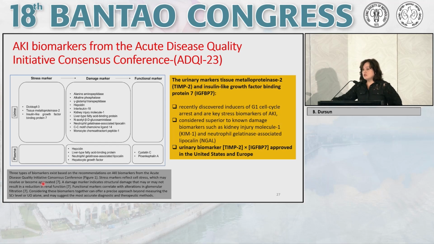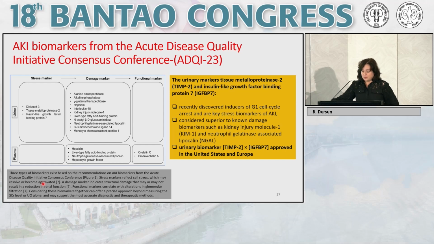Based on this pathophysiological background, what are the clinical implications? Several biomarkers to predict AKI early were described based on their capability to reflect cell stress, structural damage, and functional alterations in glomerular filtration. Among these, the urinary markers tissue inhibitor of metalloproteinase 2 and insulin-like growth factor binding protein 7 look important. These are recently discovered inducers of cell cycle arrest and are key stress biomarkers of AKI, and they are considered superior to damage biomarkers such as kidney injury molecule 1 and NGAL.